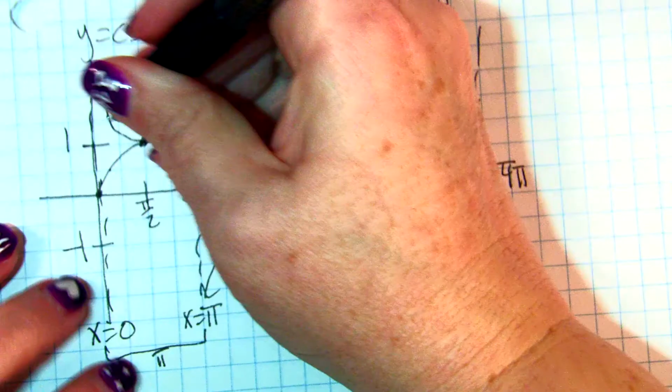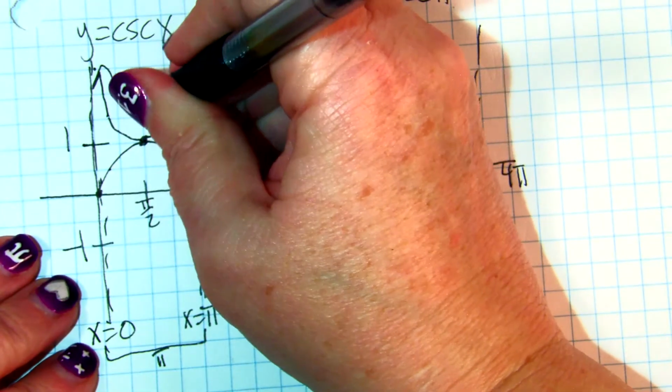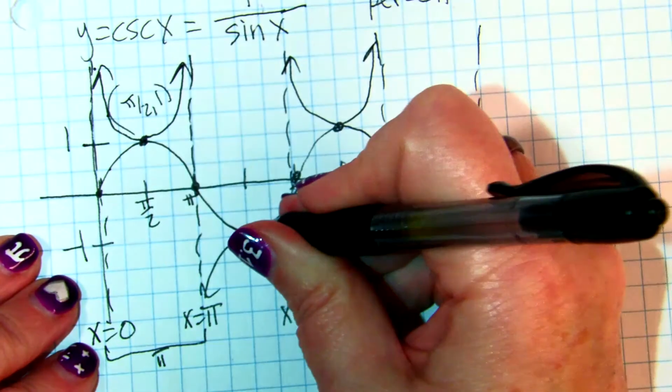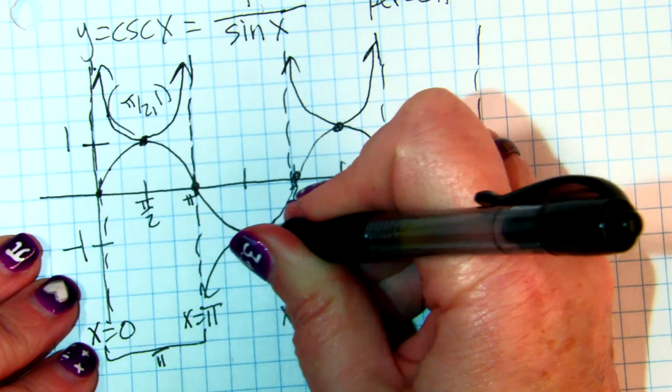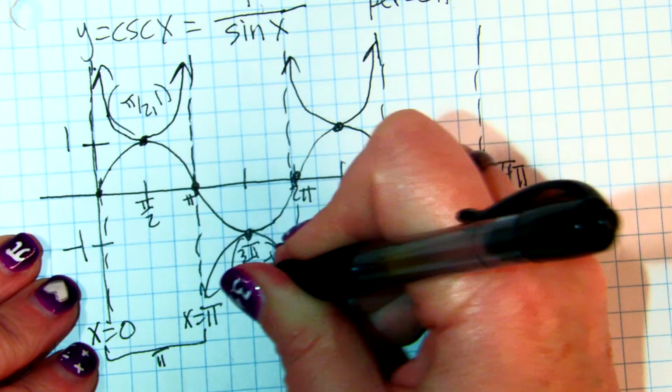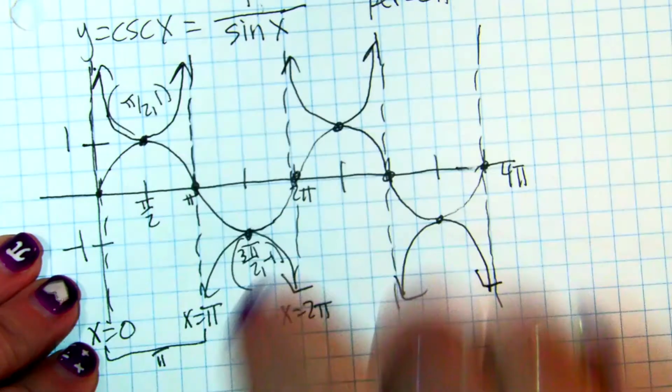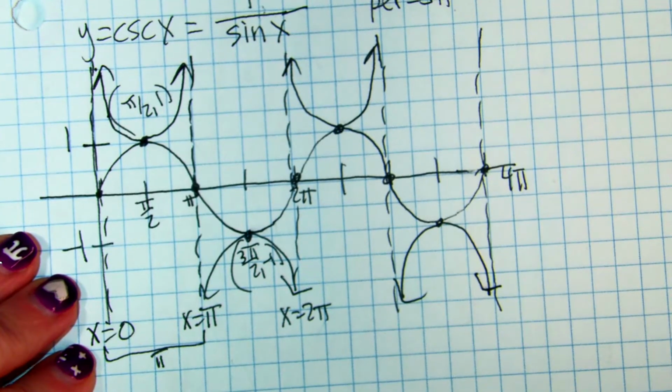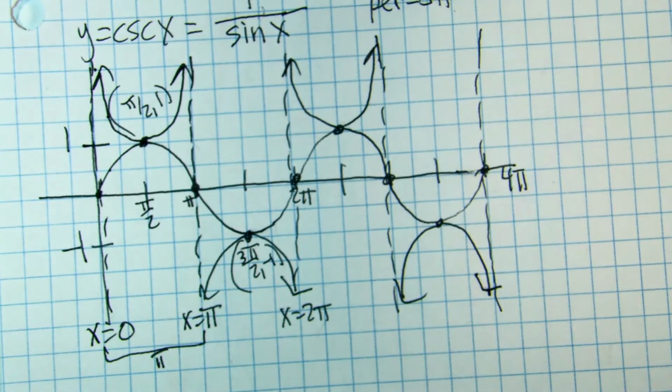So we have to graph the 4 U's of the 2 periods. So this is pi over 2, 1. Right here is 3 pi over 2, -1. And you only need to graph a couple points. You don't have to do 5 points like before.